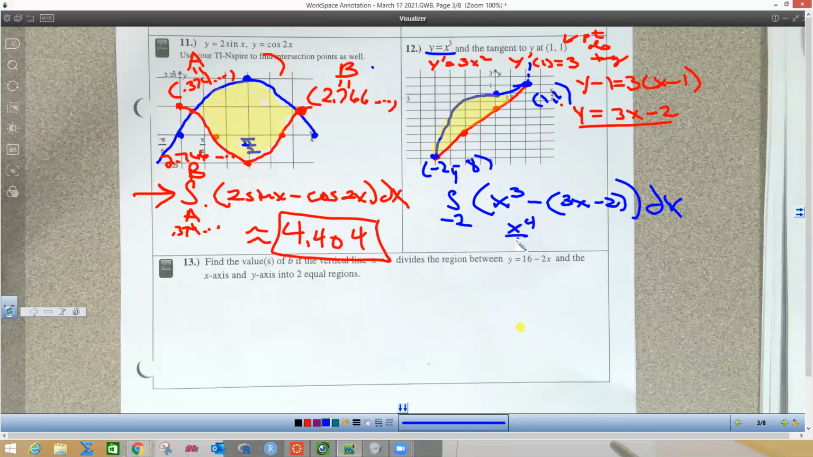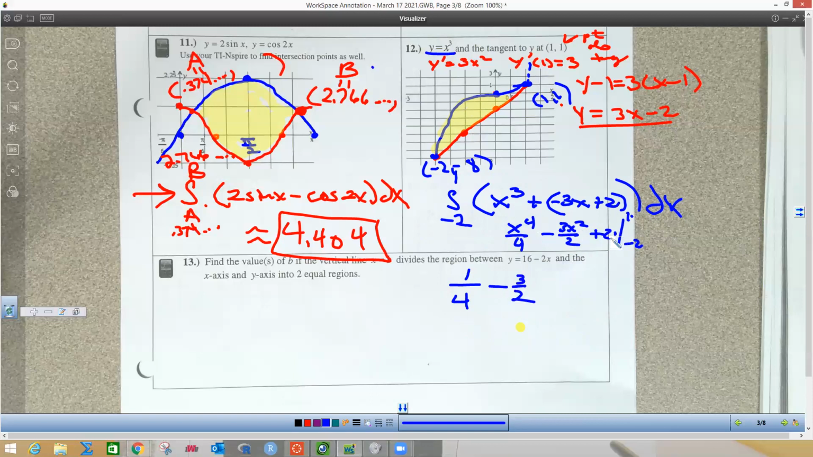So I got x to the 4th over 4 minus, I'm going to distribute this. That'd be a minus and this would be a plus. So I got minus 3x squared over 2 plus 2x. And we're going from a lower bound of negative 2 to an upper bound of, I wrote 3, but it's 1. Negative 2 to 1. So you plug your upper bound in first. So 1 to the 4th is 1 over 4 minus 1 squared is 1, and 3 times 1 is 3, so that's minus 3 halves.